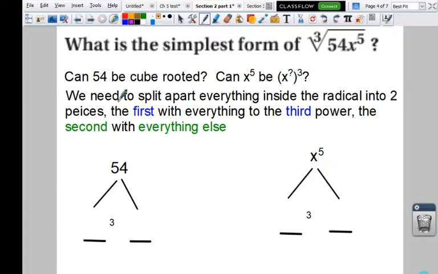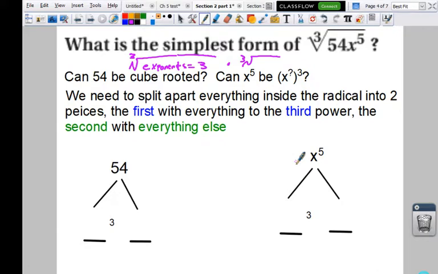So what I'm going to do is split apart 54x to the 5th into 2 cube roots. In my first cube root, I want everything with exponents of 3. I want my exponents to equal 3, because what does an index of 3 do to an exponent of 3? Cancel out, right? Go bye-bye. And then I'm going to multiply it by a second cube root with everything else. So what I'm going to try to do is look at this 54.